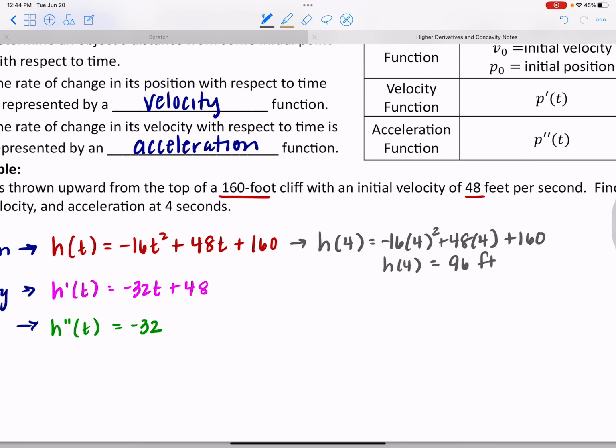It started at 160. I'm imagining it went up because the ball was thrown upward, right? The ball goes up and then it comes back down. So at this point, it's lower than where it started. It's at 96 feet in height.